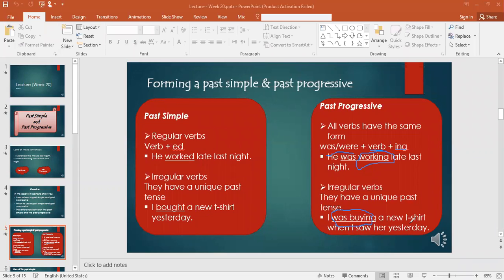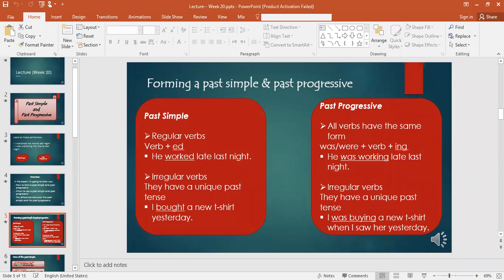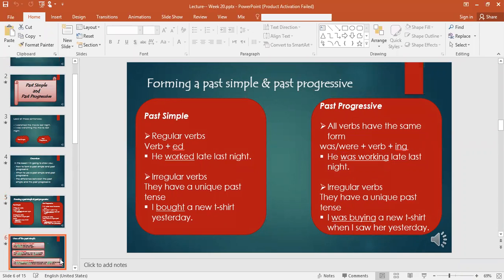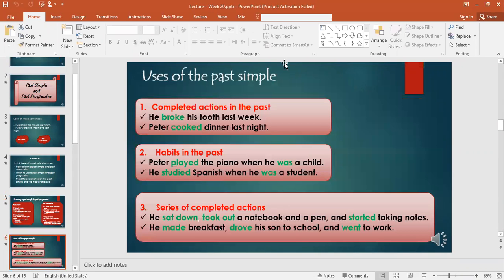No need to care if the verb is regular or irregular, because there are no changes in the verbs. Even if the verb is irregular, you just add ing. Is it clear till now? Yes. Okay.